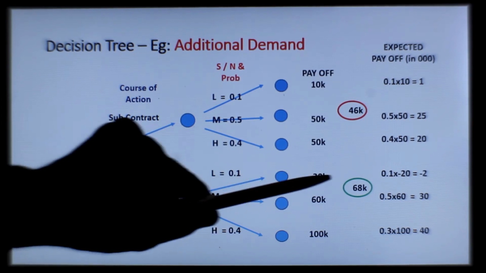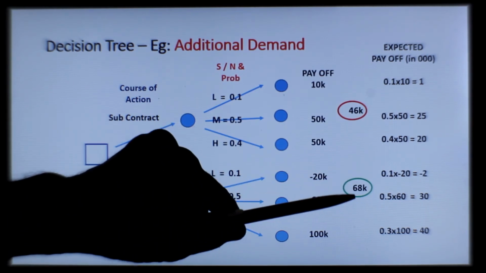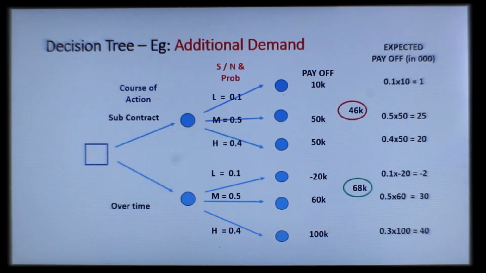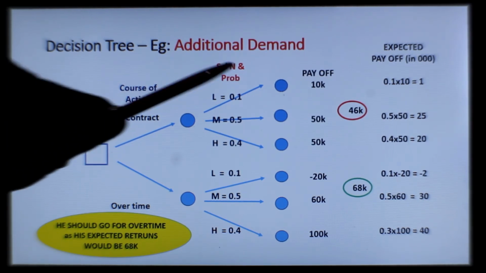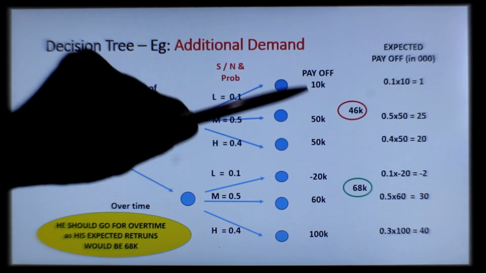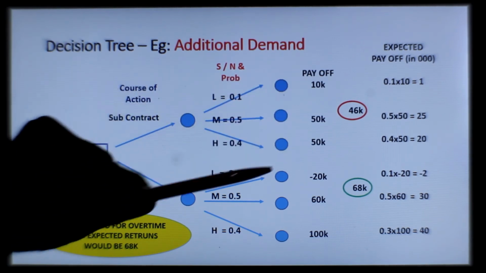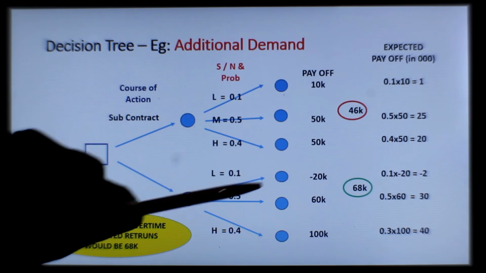Since for overtime the net expected payoff is more than the subcontracting, the choice for the manufacturer is to go for overtime, and he would be getting 68k as the expected payoff. This is a simple straightforward solution wherein you arrive at the net effective payoff or expected payoff at the right extreme.